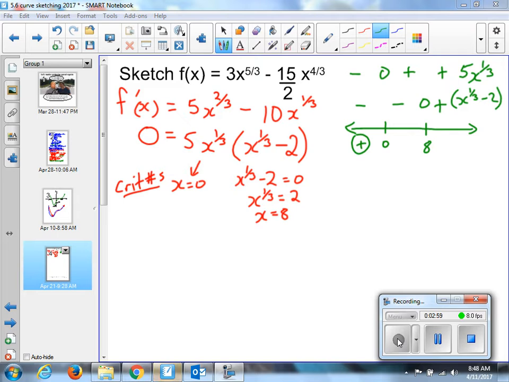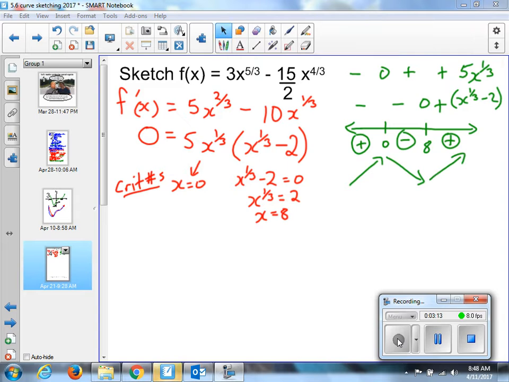Region of increase, followed by decrease, followed by increase. I'm going to do a quick sketch so I can identify my maxes and mins. Increase, decrease, increase. That's straight lines, no regard to curviness, concavity. But we could see where our relative maxes and mins are, and where our regions of increase and decrease are. So, let's get to that.